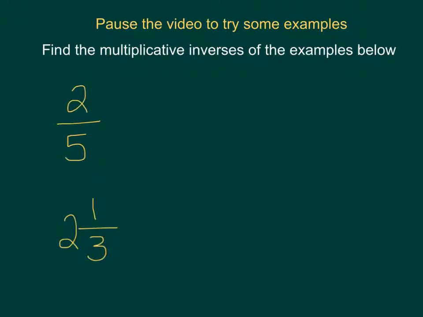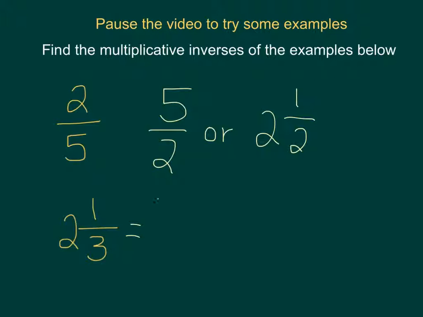For 2/5, the multiplicative inverse would be 5/2 or 2 1/2. For 2 2/3, you first want to rename it as 7/3, so then the multiplicative inverse would be 3/7.